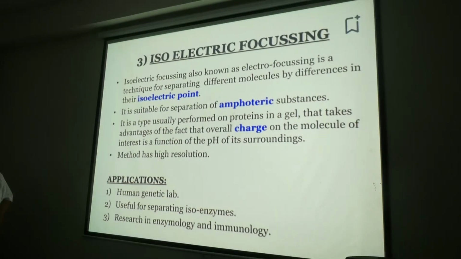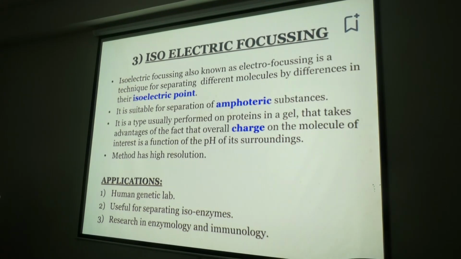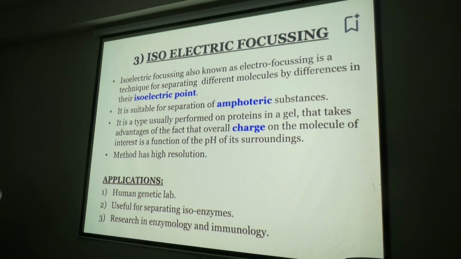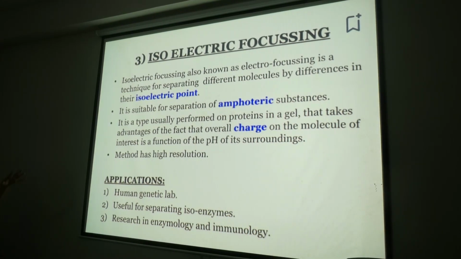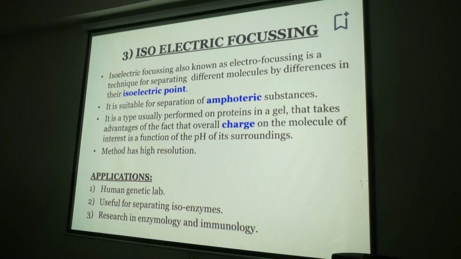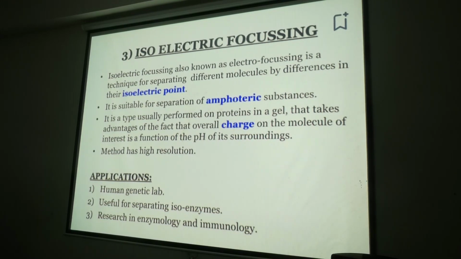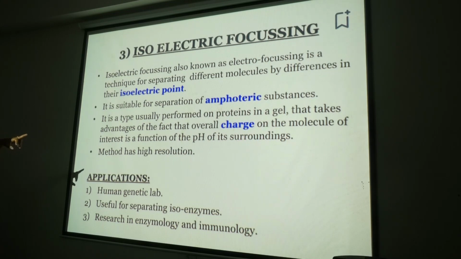Isoelectric focusing. Isoelectric focusing, also known as electrofocusing, is a technique for separating different molecules by difference in their isoelectric point. What is the isoelectric point? It is the pH at which the compound is neutral. That means there is no negative charge, no positive charge. So isoelectric focusing is on the basis of the isoelectric point. Every molecule has a different isoelectric point, the pH at which the molecule has no net charge. So it is suitable for separation of amphoteric substances. Amphoteric means again neutral.